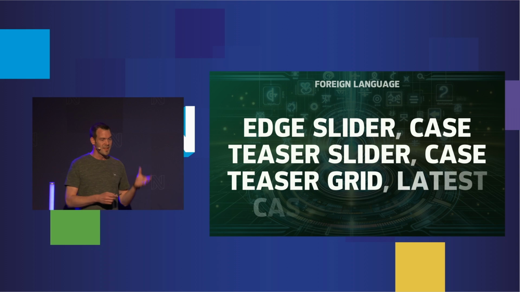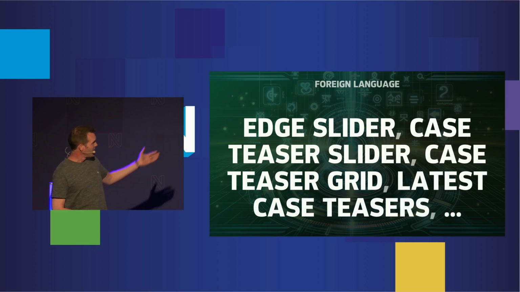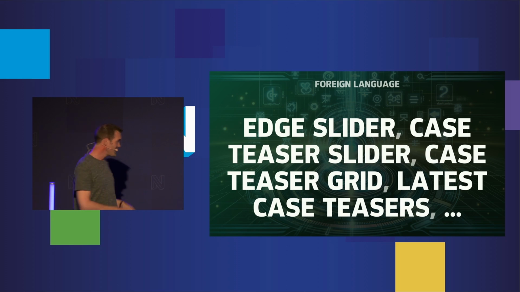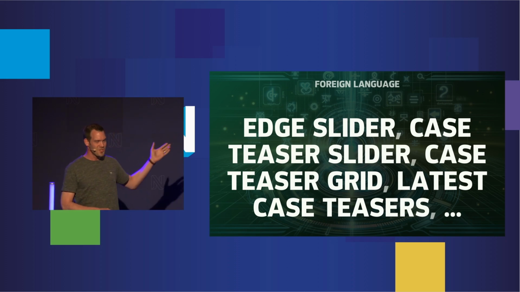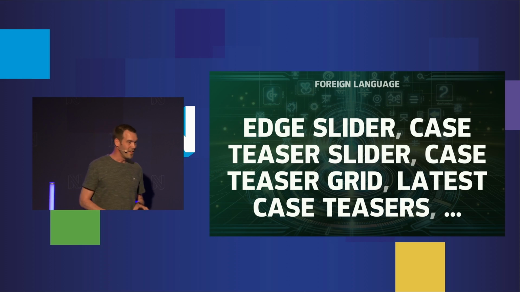We decided that there are, for example, content types like edge slider, case teaser slider, case teaser grid, or even latest case teasers. It's maybe logical for us, but the editors first need to learn everything. And every time they use the system, they need to translate their thoughts to the foreign language we use as developers. No worries, it's okay. Well-named and structured content types are key, and it absolutely works.